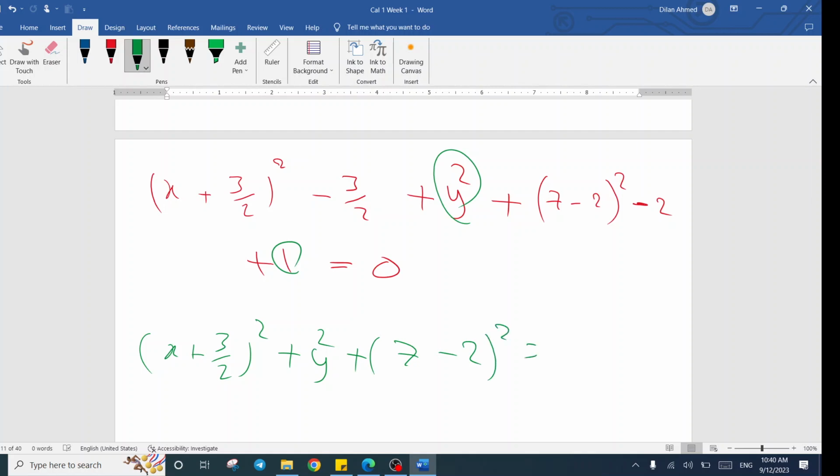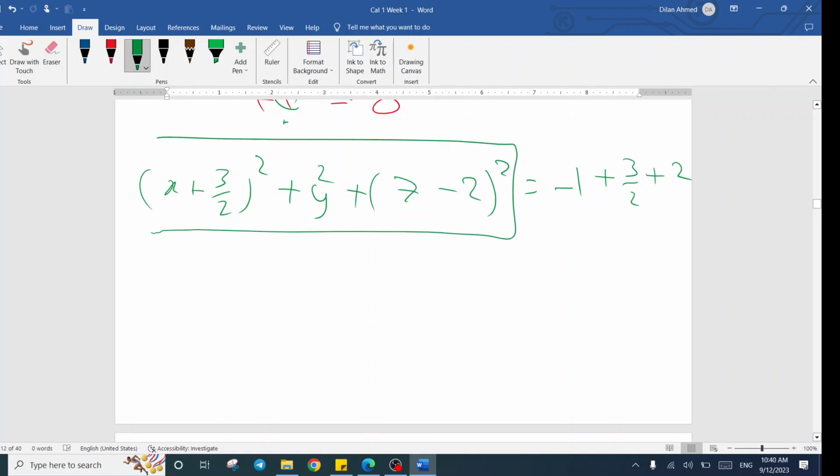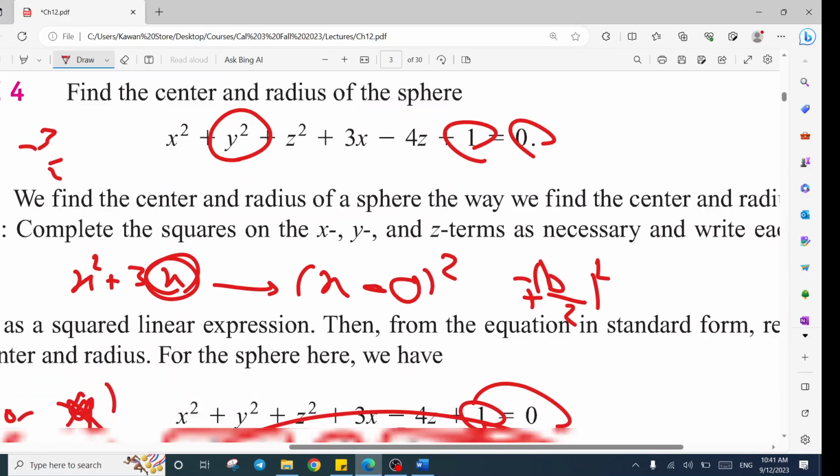Where's the other? 1 will be what? Minus 1, am I right? Minus 3, 2 will be what? Minus 2 will be what? 2. Do you agree with me? That's it. So you'll get what? This is the equation of a circle with the center of minus 3 over 2, 0, and radius 2. Good. Any question, dears?